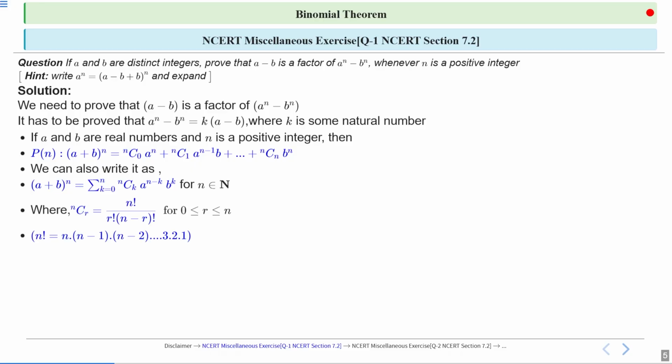Here nCr represents the binomial coefficient, calculated as n factorial upon r factorial times n minus r factorial, for 0 less than or equal to r less than or equal to n, and n factorial is equal to n times n minus 1 times ... 3 into 2 into 1. That means n factorial is basically the product of all positive integers up to n.